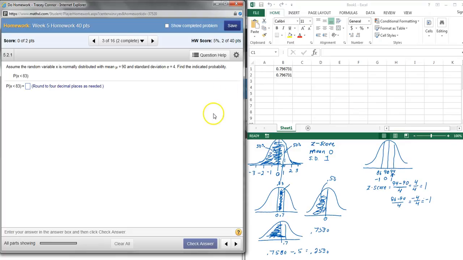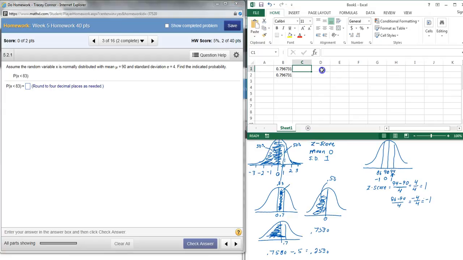Given this problem here, before technology, we would have to use those tables, but because we have technology, we don't have to use the tables. So what we're looking for now is 83. We're looking at the probability that x is less than 83, which is over here. So we know it's somewhere over here, so our probability is going to be less than 50%.